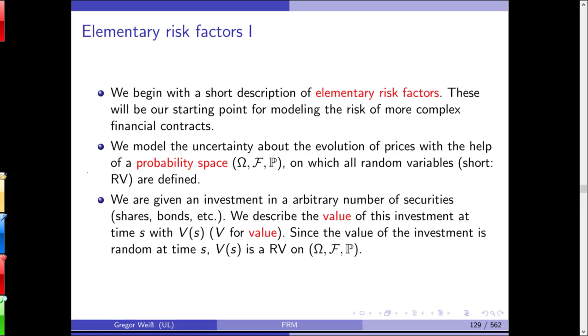We consider the values of a financial position as a random variable. This makes sense. If, for example, I hold a stock, the price of the stock may change, and thus the value of my stock investment will vary over time. It will be stochastic. It will be modeled as a stochastic random variable. And V at point S is a random variable on this probability space. So what is a probability space?